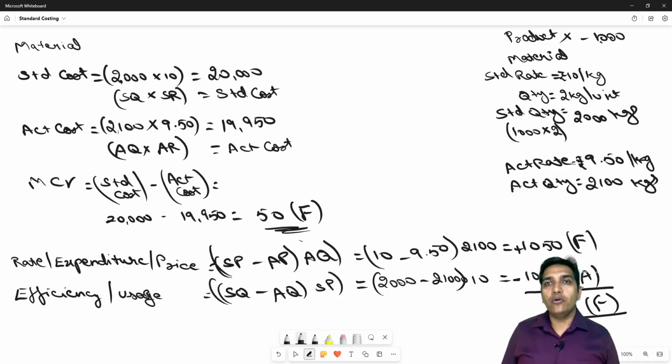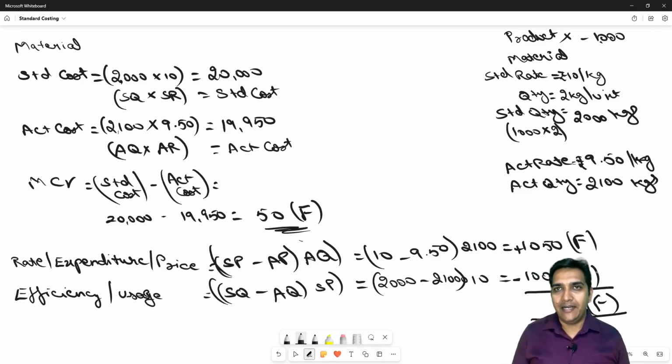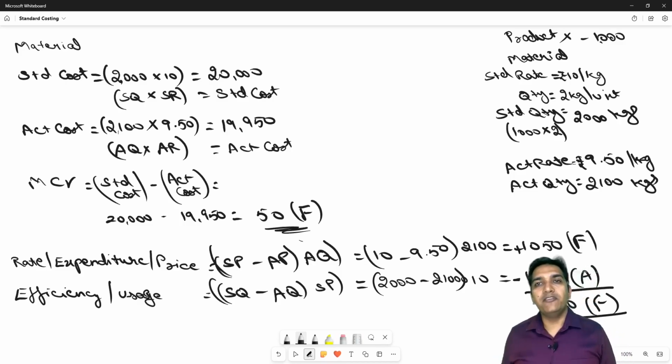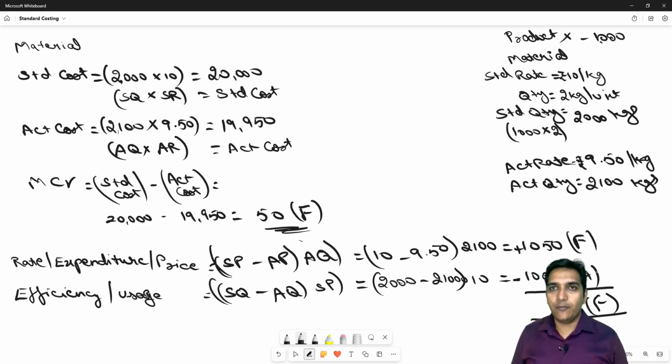So I hope you got a good understanding of what a standard cost is, how to compute the variances, what are variances, and what are the different terms used in standard costing problems.